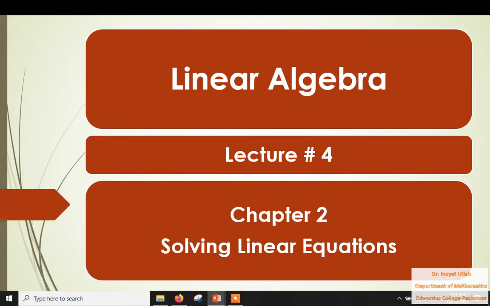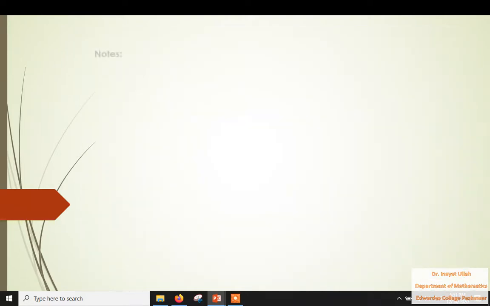This topic has been studied in your previous classes, but from an algebra point of view, we will study the structure of these kinds of equations in the form of rows and columns. So first of all, we'll study what a linear equation is.